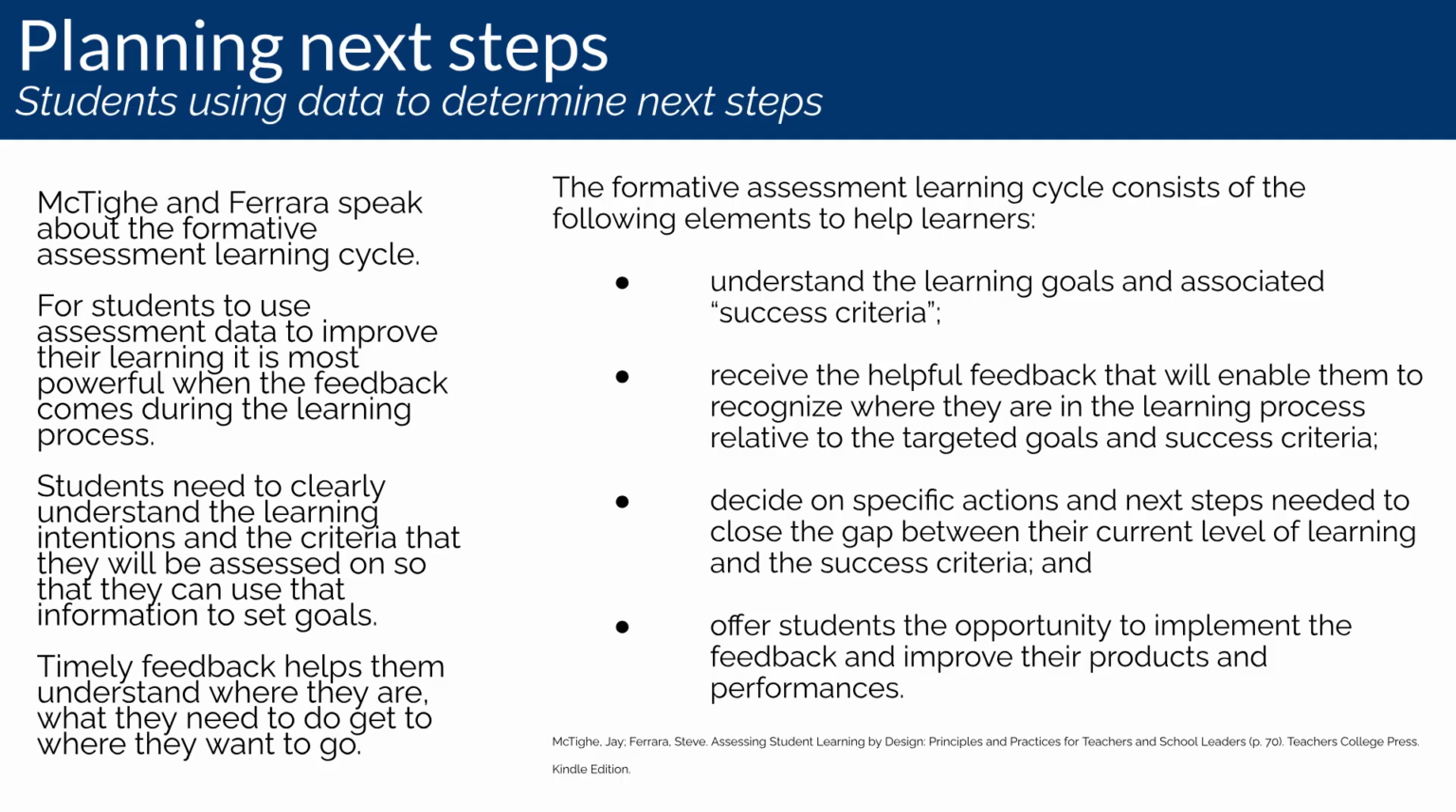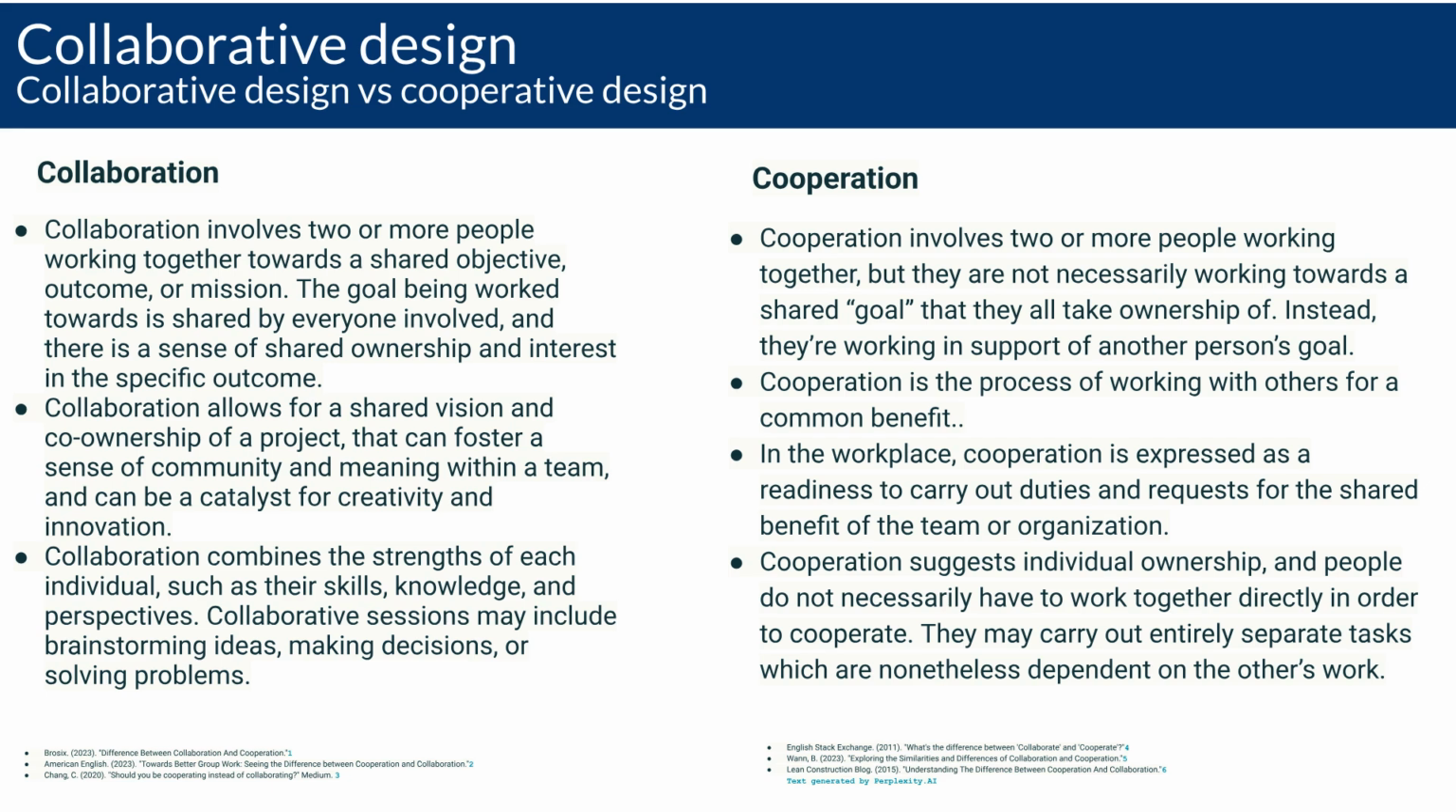The formative assessment learning cycle, as described by McTeague and Ferrara, helps students use data for improvement. Key elements include understanding goals and success criteria, receiving timely feedback, deciding on next steps, and implementing feedback to improve performance. Collaboration involves people working towards a shared outcome with shared ownership.